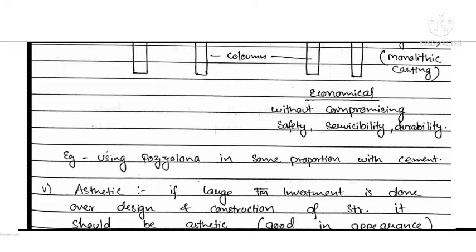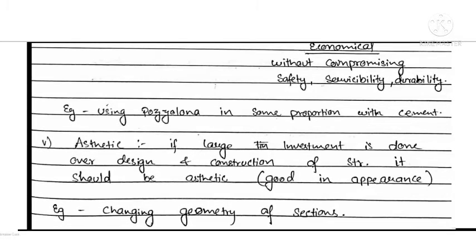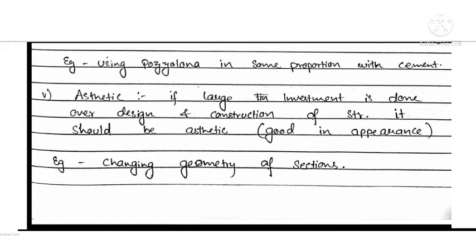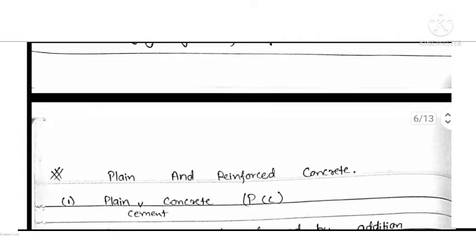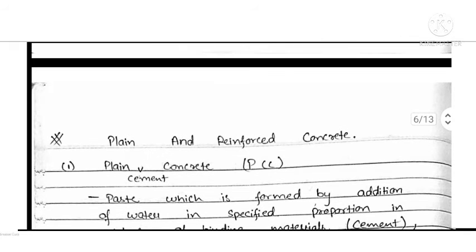Fifth point is aesthetics. If a large investment is made in the design and construction of structures, they must be made aesthetic, that is, good in appearance. Example, the changing geometry of the sections. If we change the geometry of the sections, it can be made more beautiful. And let's see the next topic, that is plain and reinforced concrete.